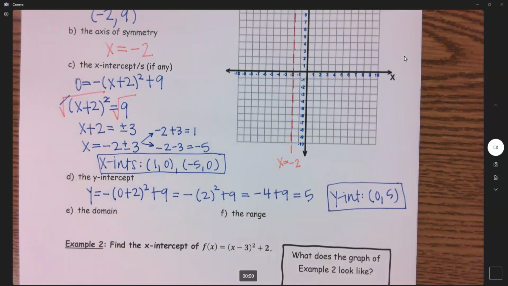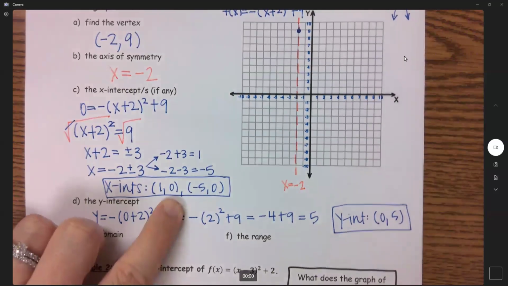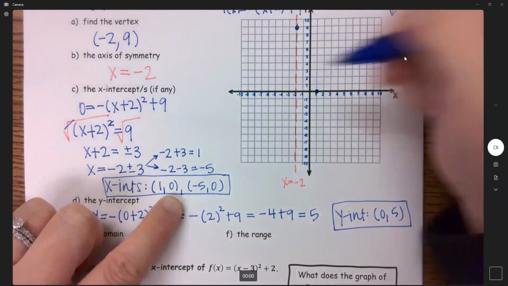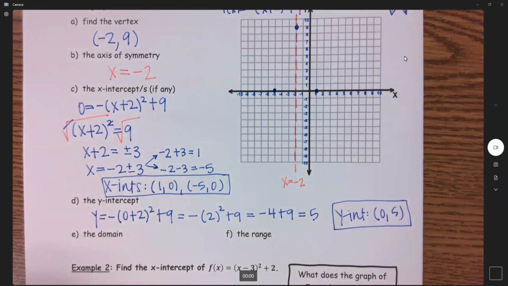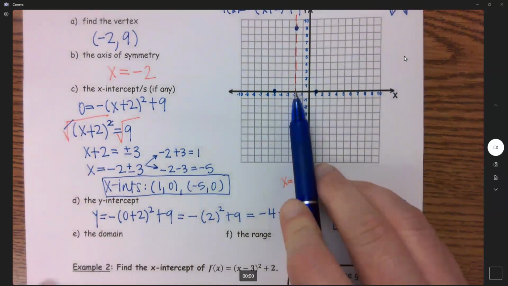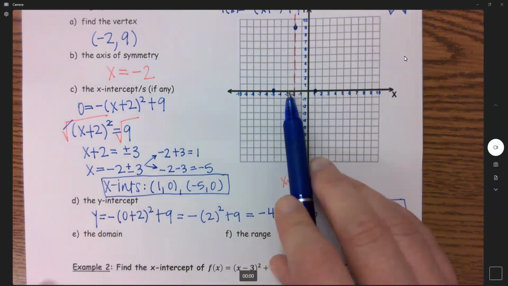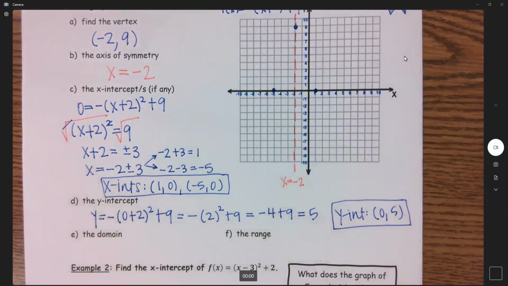Now, probably should have been plotting these the entire time, so, my bad. We've plotted the vertex, we've plotted the axis of symmetry. So let's go back and plot these x-intercepts real quick. We're at 1, 0 and -5, 0. Now, what's nice about this axis of symmetry is we can check our answers. From that axis of symmetry, we are 1, 2, 3 units away, and we are 1, 2, 3 units away. So those are more than likely correct because they're equal distance from my axis of symmetry.